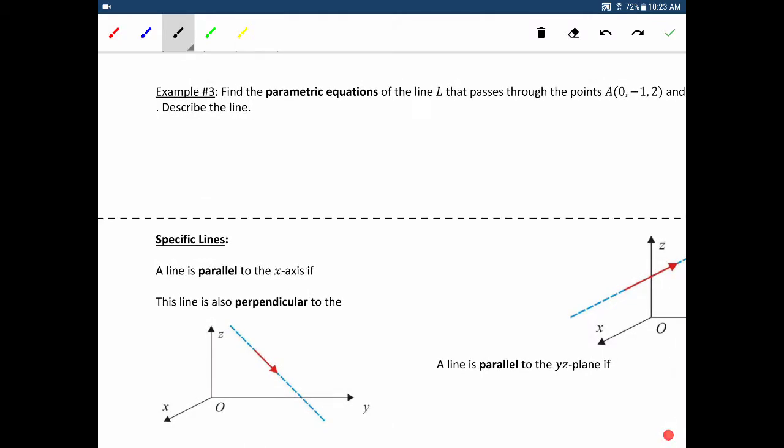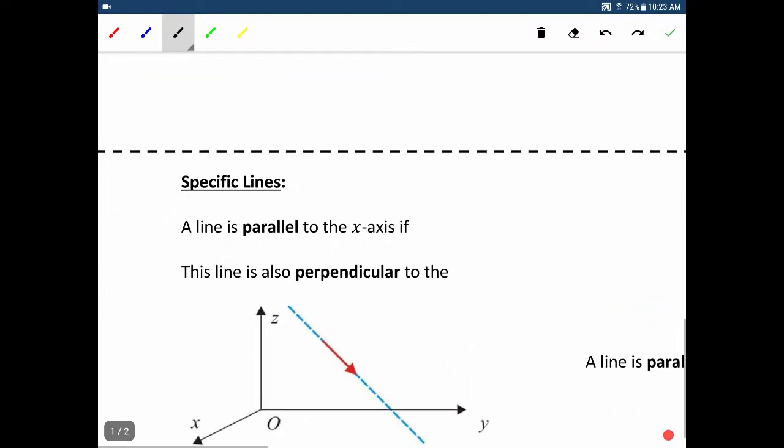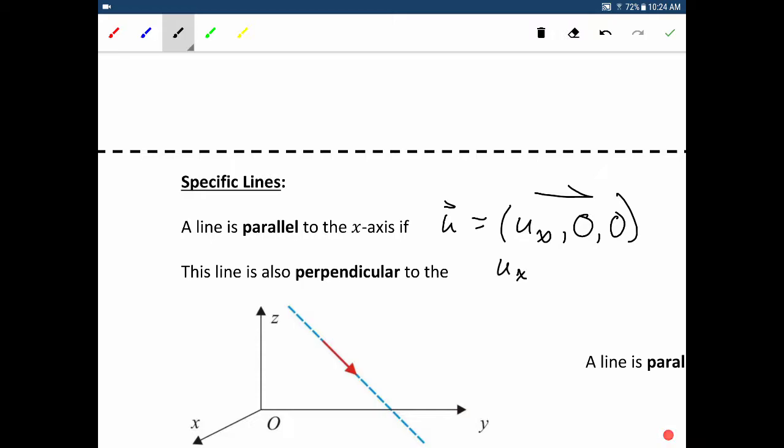All right. Okay. So, a line is parallel to the x-axis if the direction vector U is equal to, so we want it parallel to the x-axis, so it's just going to have an x component to it, but then the y component and the z component are both going to be 0. And this is where that x component is not equal to 0.